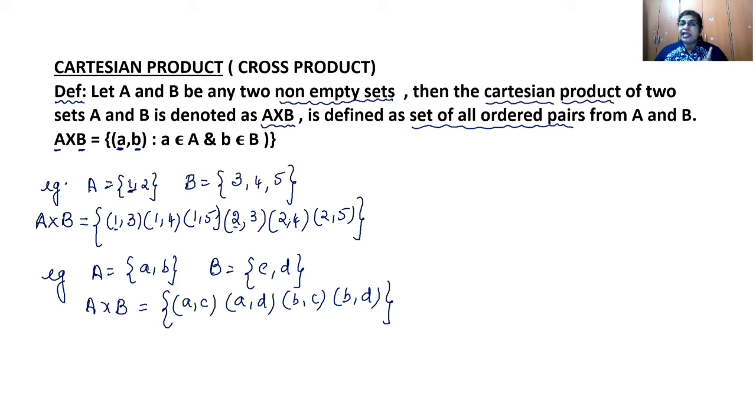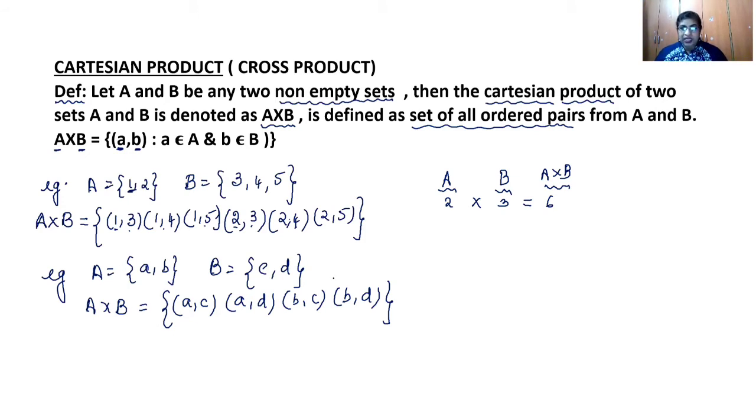See, now how many elements are there in A? 2 elements. How many elements are there in B? 3 elements. Now check how many elements are present in A cross B. 1, 2, 3, 4, 5 and 6. How did I get that? See, in A I have 2 elements. In B, I have 3 elements. So how much is 2 into 3? 6. So therefore, A cross B has 6 elements. We should get this idea in our mind before we start A cross B.